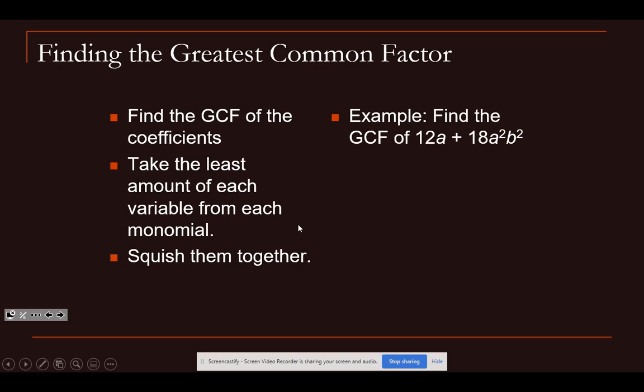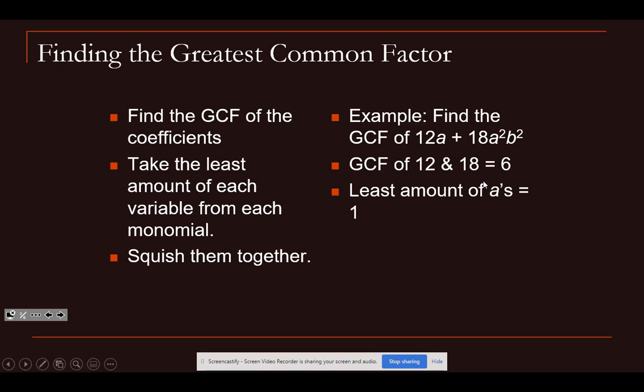Here's an example. Let's find the greatest common factor of 12a plus 18a squared b squared. So first, in finding the greatest common factor of 12 and 18, which is equal to 6, a reminder that if you're having difficulty finding the greatest common factor, you can do that in your calculator. In taking a look at both of the monomials in this polynomial, 12a and 18a squared b squared, we first take a look at the a. The first term has 1 a, and the second term has 2 a's. Therefore, we're going to take one of the a's.